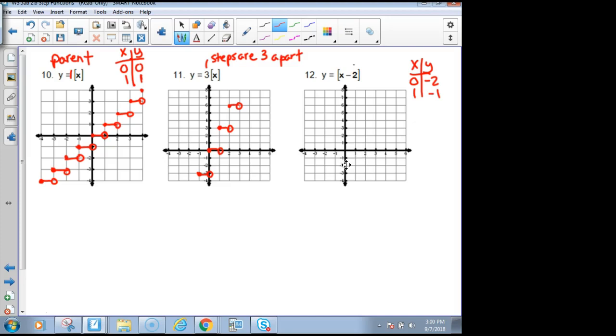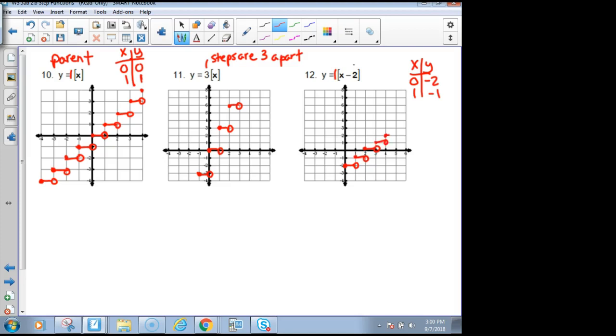If I hit 0, -2, and I go over, make my step, there's only a 1 in front of there, so the steps should be 1 apart. Jump up to 1, -1, go over, 2, over, up 1, and over.